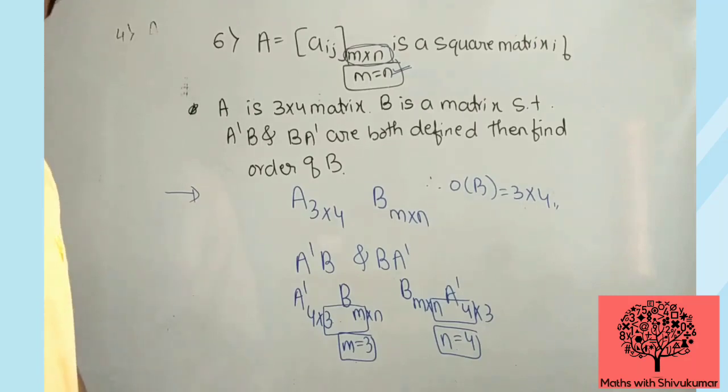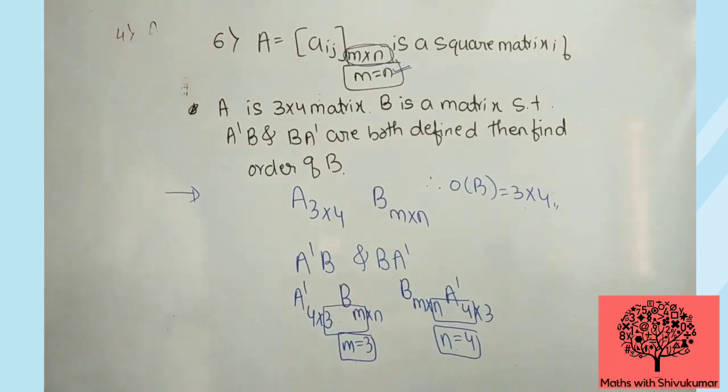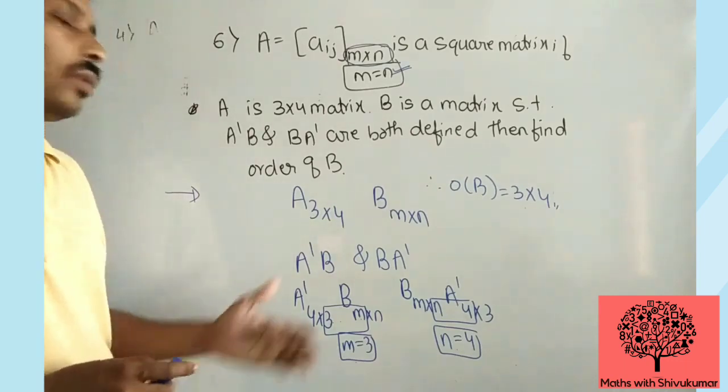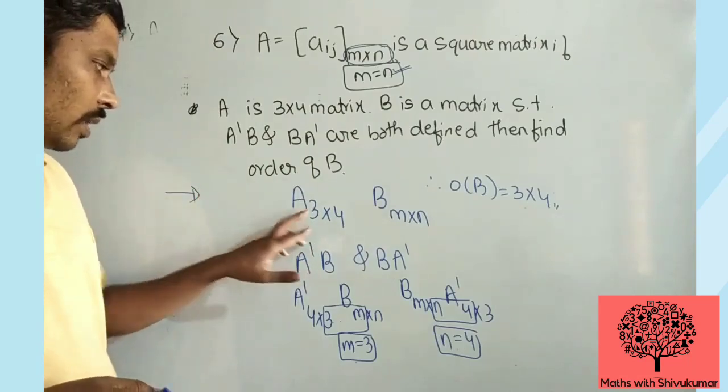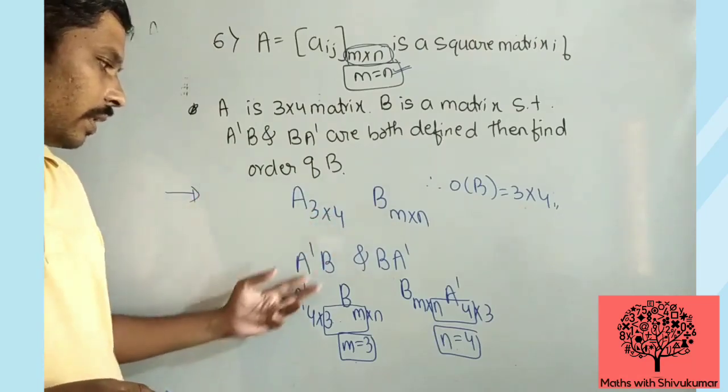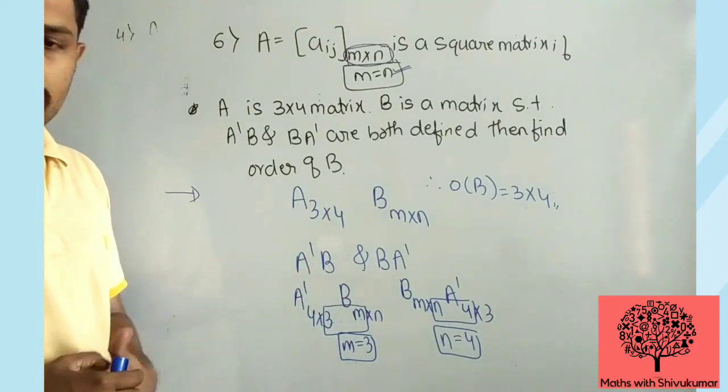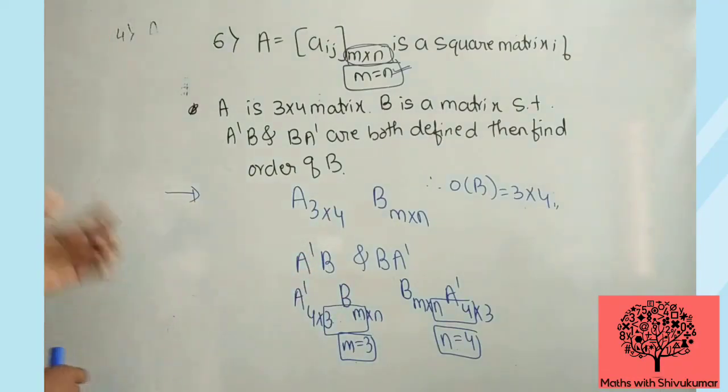Yes, this is the procedure to find the order of B. Because B we don't know, we will assume it is m cross n. A we know, and transpose means the order will reverse, 4 cross 3. Then you will get the answer very easily. Clear?